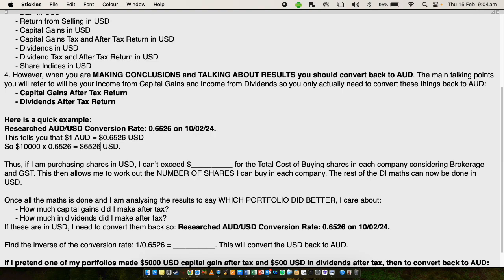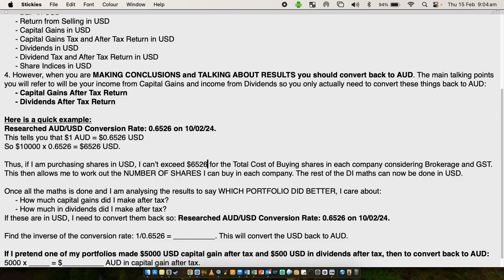Okay? And then all of your maths from then on is just going to be using that money. Thus, if I'm purchasing shares in US dollars, I can't exceed 6,526 for the total cost of buying. Considering brokerage and GST allows me to work out the number of shares I can buy in each company. The rest of the DI maths can be done in US dollars.